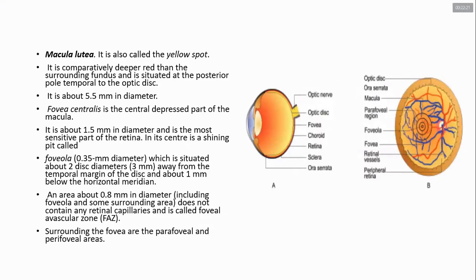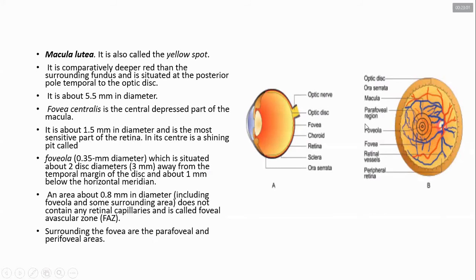Now coming to the macula lutea. It is also called the yellow spot. So this macula over here is the yellow spot. It is comparatively deeper red than the surrounding fundus, and it is situated at the posterior pole, temporal to the optic disc. So it is situated temporal to the optic disc over here. And this area is in the posterior pole.